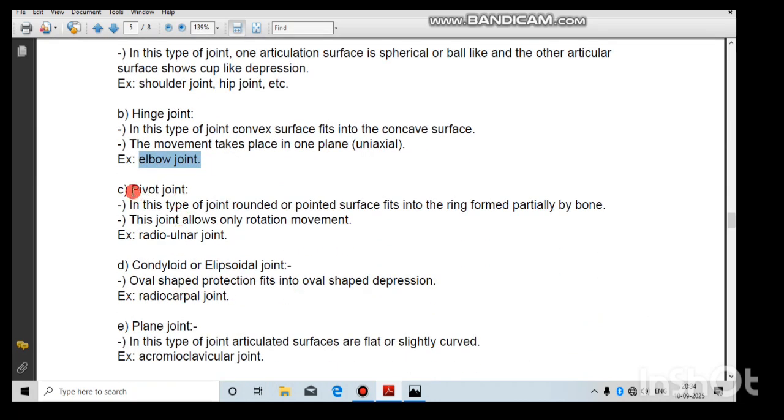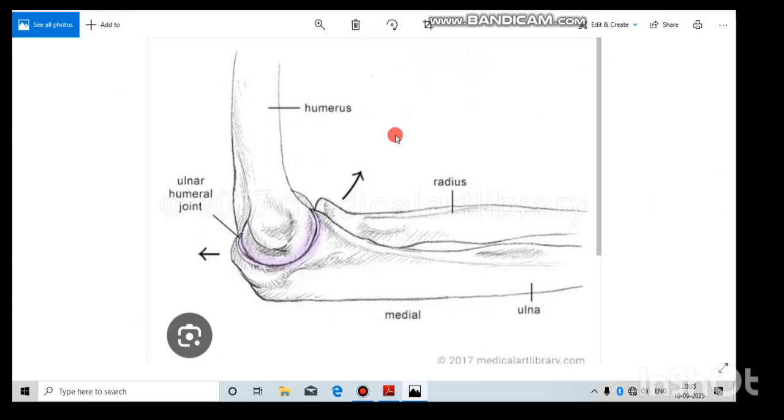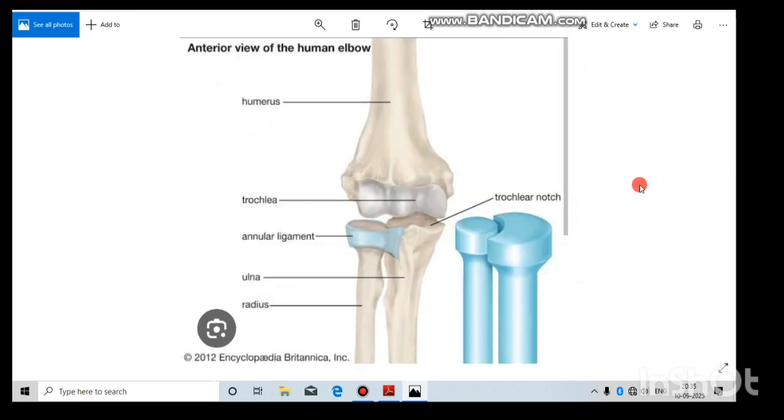Next one is the pivot joint. In this type of joint, the rounded or pointed surface will fit into a ring formed partially by the bone, that is nothing but the radio-ulnar joint. The radio-ulnar joint is the joint that is forming between the radial bone and the ulnar bone. Students, as you can see here, the radial bone and ulnar bone are forming a joint here.